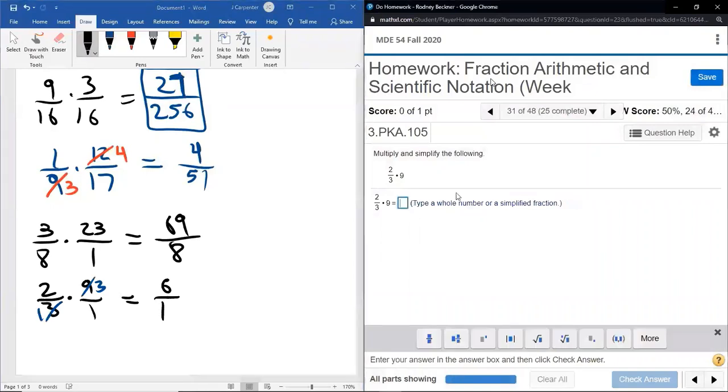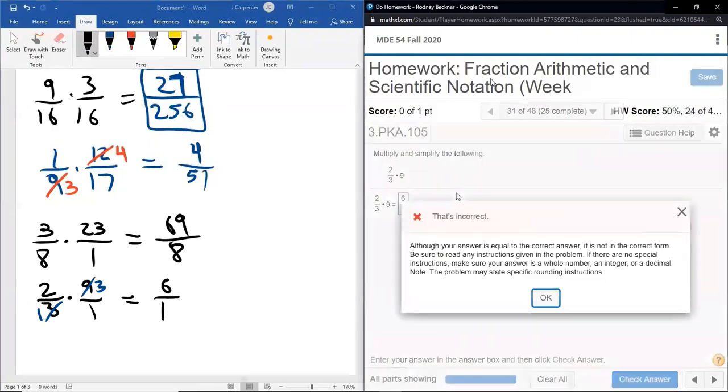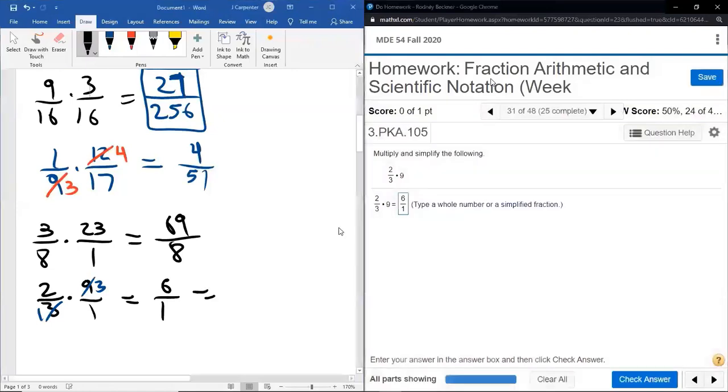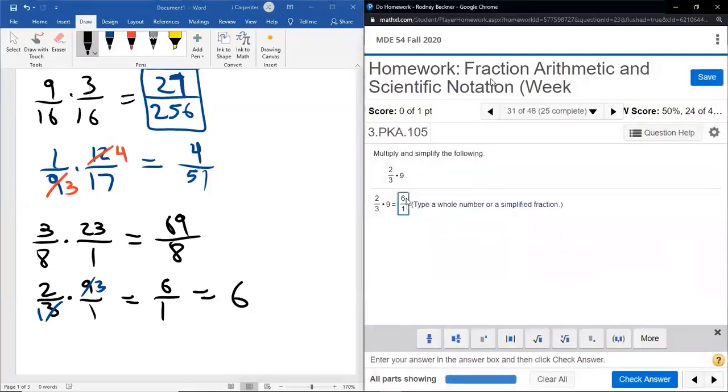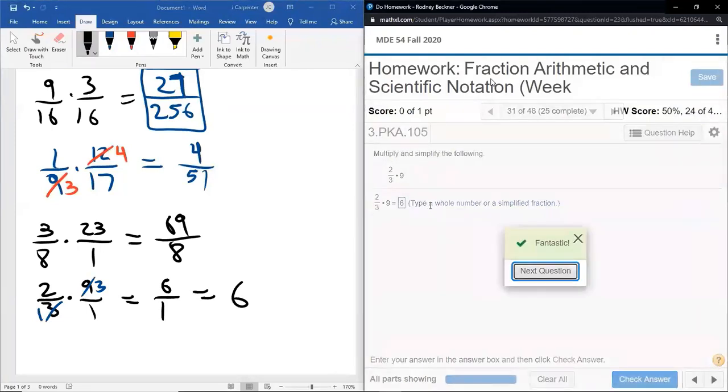Now I'm going to do this wrong. It better mark me wrong. It should mark me wrong. 6/1. Incorrect. Although your answer is the correct answer, it's not in the correct form because anything divided by 1 is itself. So you have to write just that 6 to get that answer right.